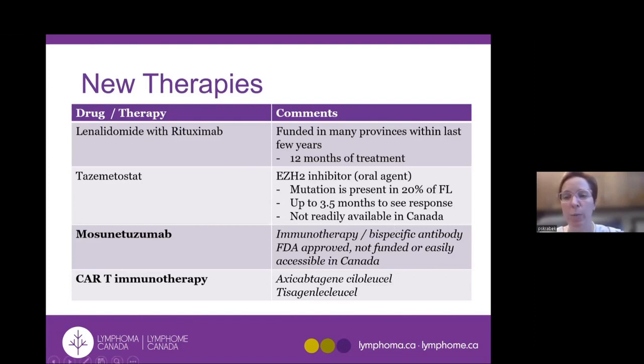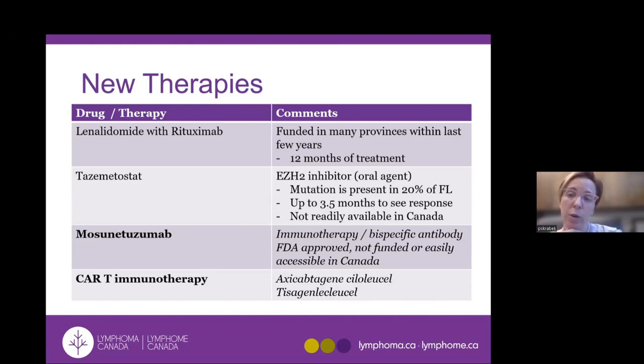In terms of immunotherapies, the two that are applicable to follicular lymphoma are mosunetuzumab, and this is an immunotherapy called a bispecific antibody. And so it's bringing together immune system cells with tumor cells. This drug is FDA approved for follicular lymphoma. It is not yet funded or easily accessible in Canada, but I do expect it to be reviewed by our Canadian Oncology drug review process and potentially available within the next couple of years, hopefully.